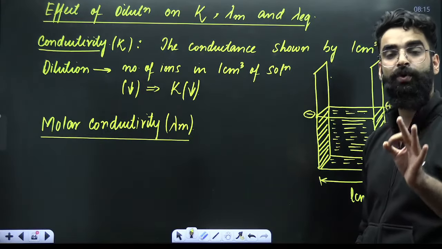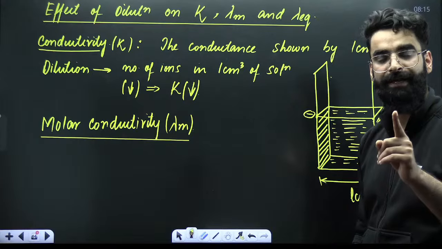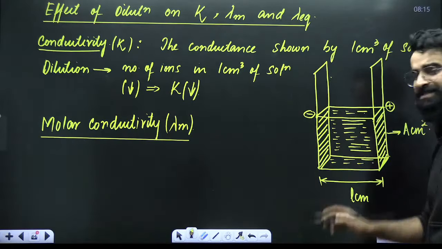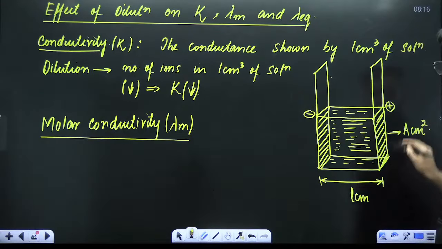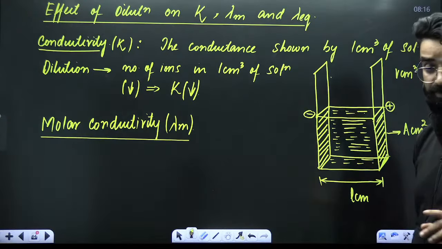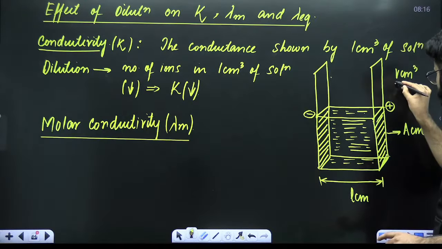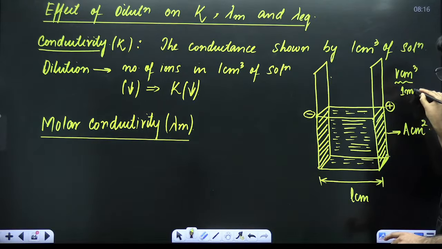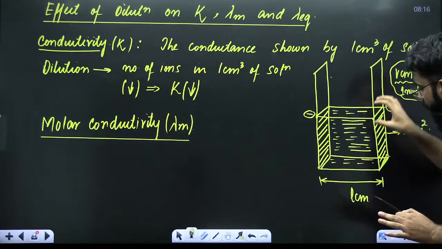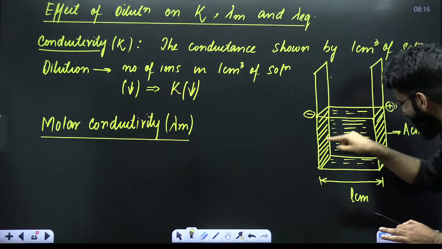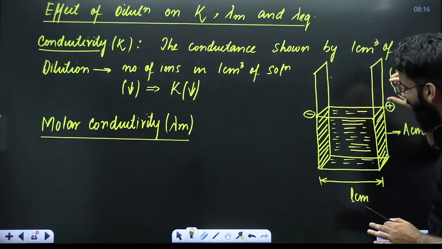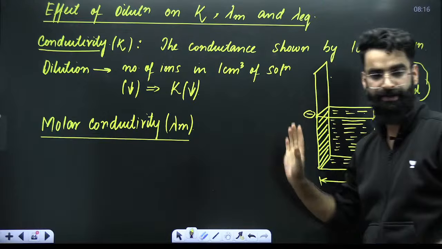It is the conductance shown by all the ions when 1 mole of electrolyte is present in a given volume of solution. I hope you remember. Let's say this electrolytic solution which is there in the container has volume V centimeter cube. And in this given volume of solution, let's assume that there is 1 mole of electrolyte present. So whatever conductance this particular solution shows right now, that is something which I call as molar conductivity.